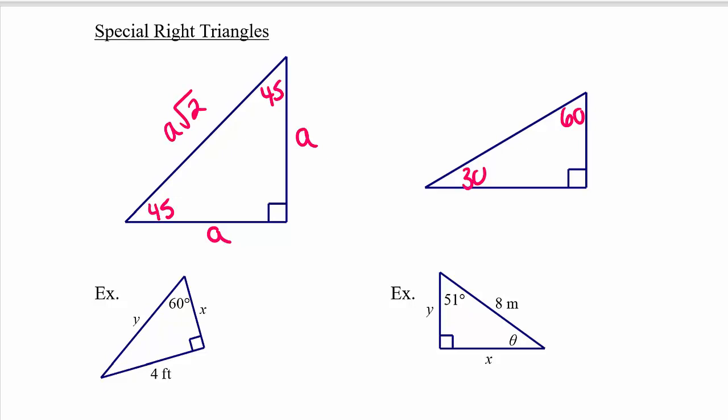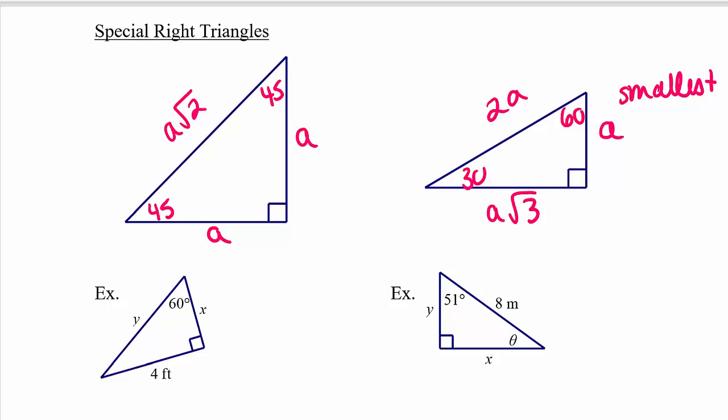With our 30, 60, 90 degree triangle, I'm going to identify the length across from the 30 degree angle to be a, so our smallest length, and across from our 60 will be a root 3, and across from our 90 is going to be 2a. So these are our special right angle triangles.